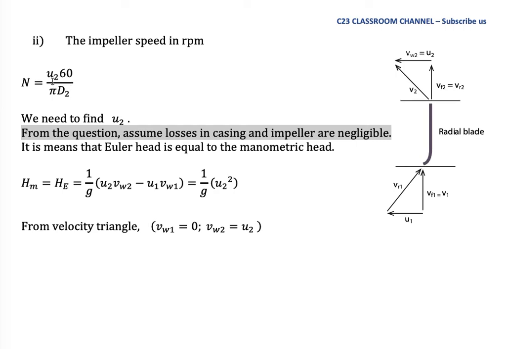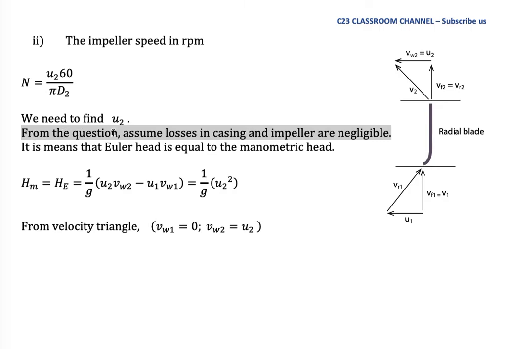You may also use U1 times 60 over pi d1 if all the parameters of D1 could help you to solve the problem. But in this question, I think the parameters in point number 2 here are quite complete. So I choose point number 2 to solve this problem. So from this equation, we need to find the value of U2.